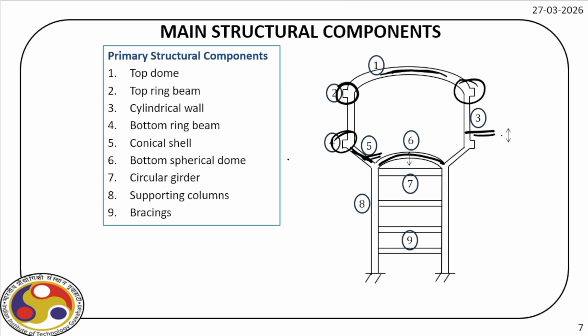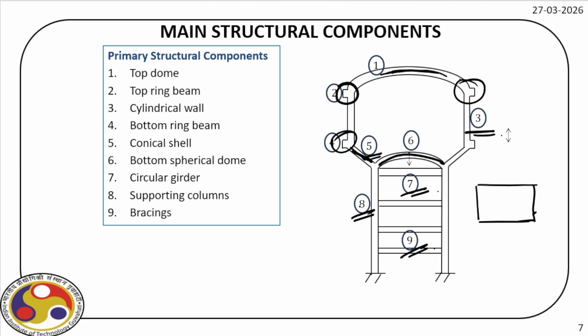Now, there are circular girders that hold the columns, which are marked by 8. So there may be 4, 6 or more of these columns. These columns are connected by these circular girders, and then sometimes bracings are also provided. So these are the different structural components.